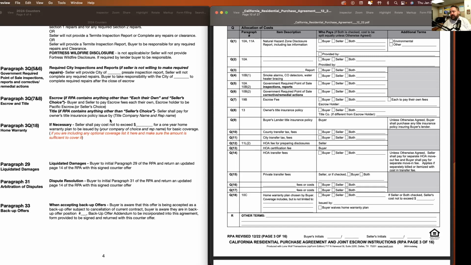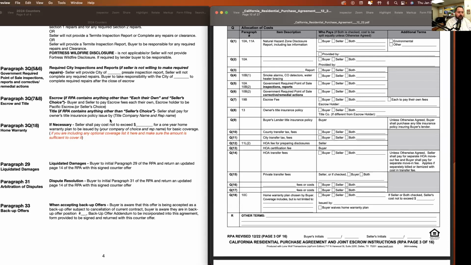The same thing could be said for the city of LA with the 9A report. Like, hey, I'm going to give you the 9A report, but if there's anything that shows up in there, that's the responsibility of the buyer, right? It's the same thing. We have to provide those reports. There is no ifs, ands, or buts about it.